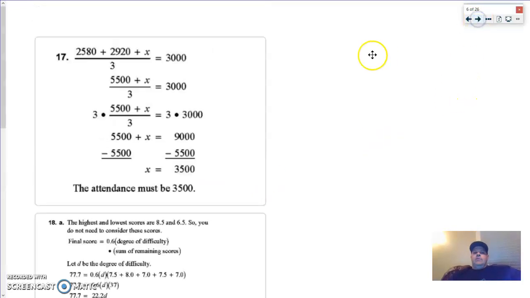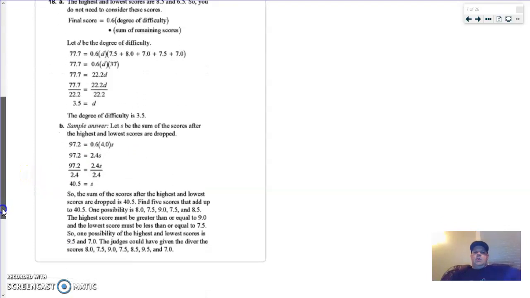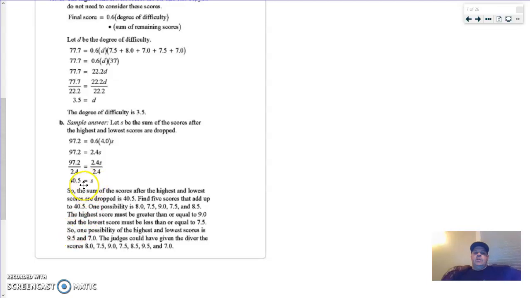And finally, number 17, the attendance must be 3,500. And the last one, in A, the degree of difficulty is 3.5. In the second one, there could have been lots of things. What they had to do is they had to equal 40.5. So any of your scores that you added would have equaled 40.5. Remember that the top score and the bottom score are dropped.